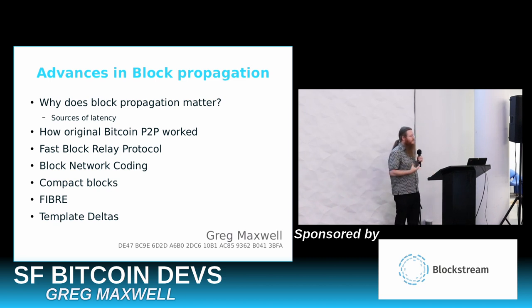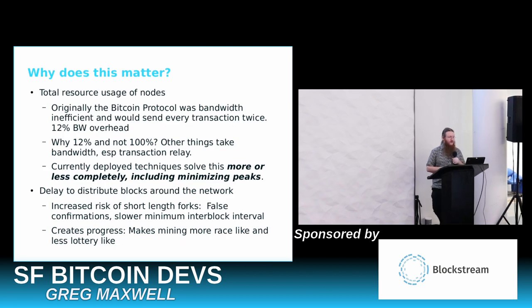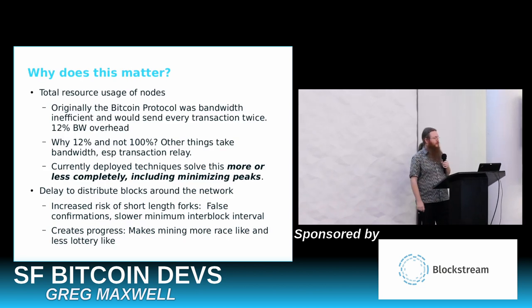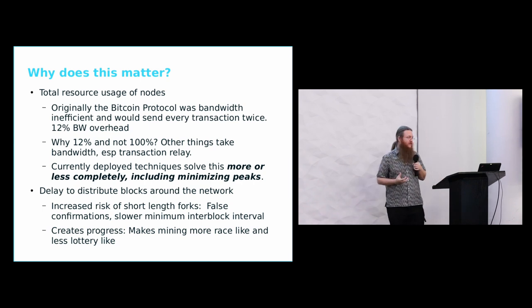I'm going to talk about how the original Bitcoin peer-to-peer protocol worked, which, for the most part, it doesn't work that way anymore. I'm going to talk about a bit of the history of block propagation technology, the fast block relay protocol, and some other things, building up to where the state of the art, I think, is today. There are two areas that people think about when they talk about the resource usage of block propagation.